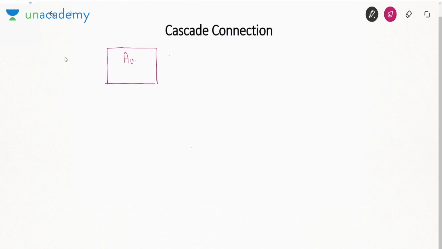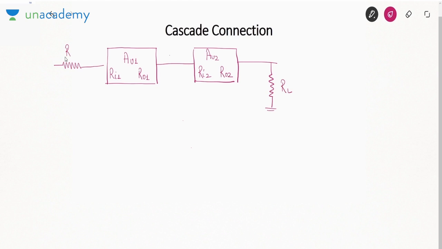The voltage gain of first stage is AV1, the input resistance RI1 and output resistance R01. Then the output of this stage is connected as an input of the second stage. The voltage gain of second stage is suppose AV2, input resistance RI2, output resistance R02. Then we have a load resistance RL here and we have a source resistance RS here. Okay. Now suppose I want to find out the voltage gain V0 by Vs.